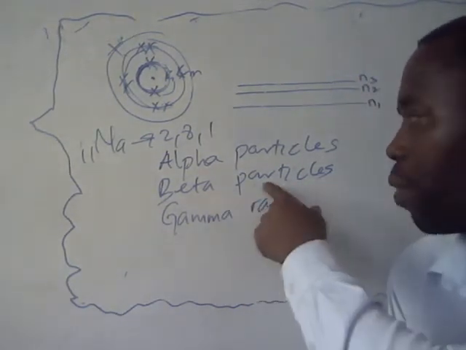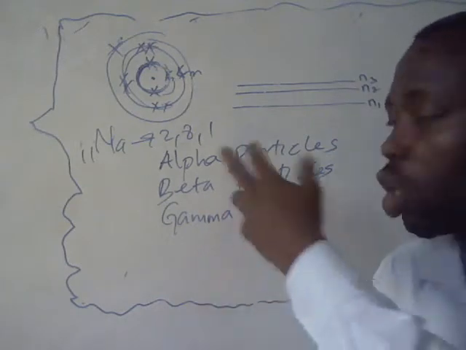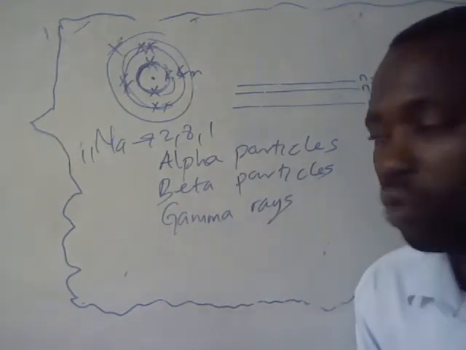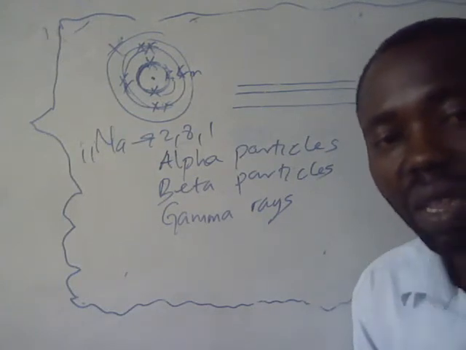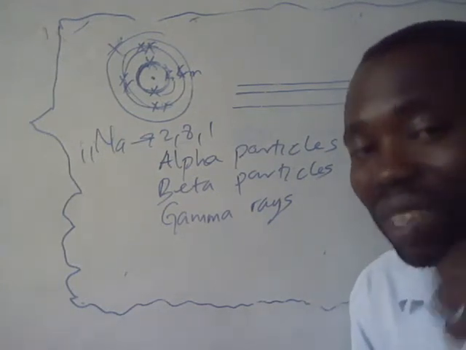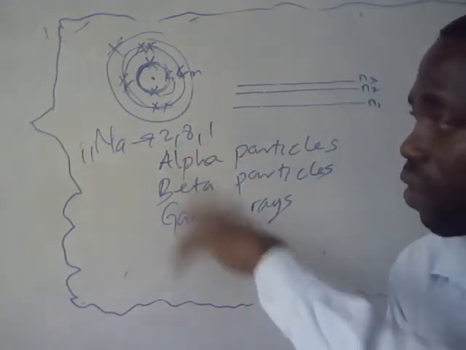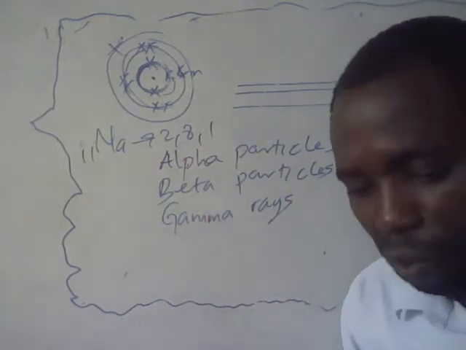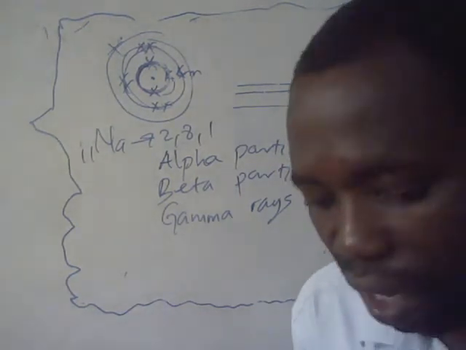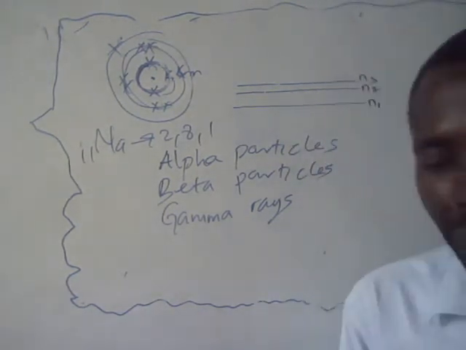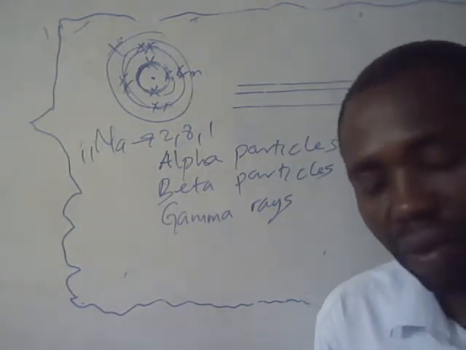Experiments show that beta particles are electrons. Then gamma rays, scientists have not discovered what they really are. So these are the radiations. Which of the following is not a product of radioactivity? A, alpha particle, that one is there. B, beta particle, that one is there. C, gamma rays, that one is there.